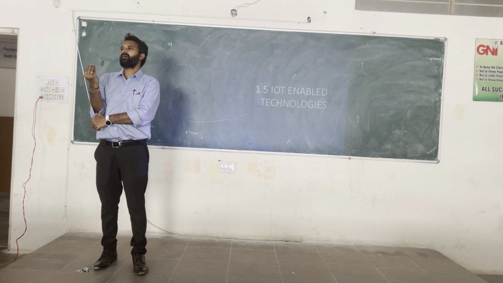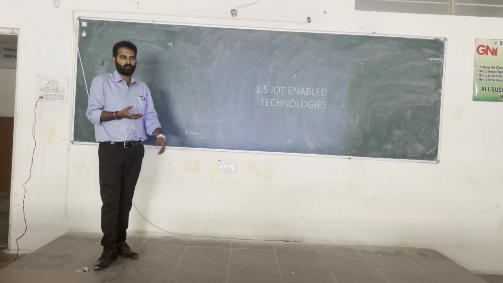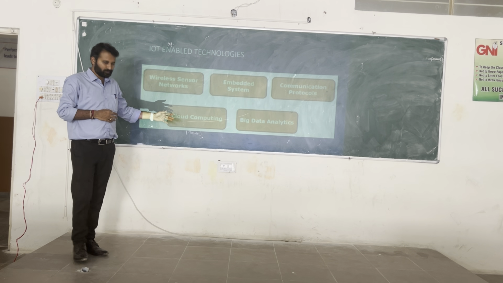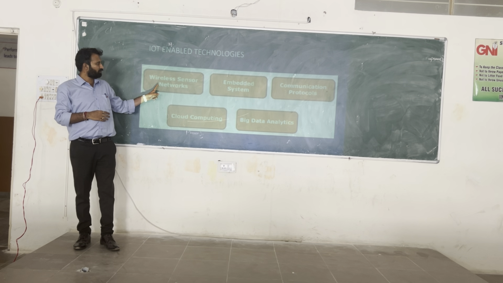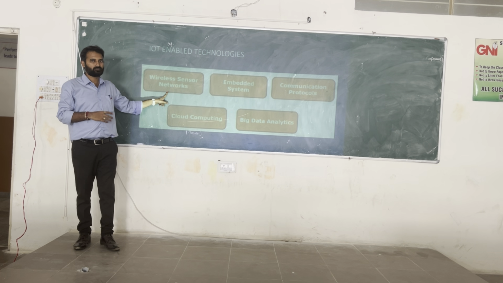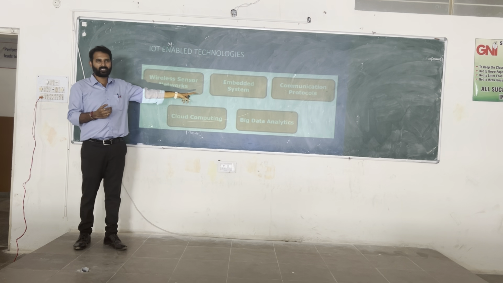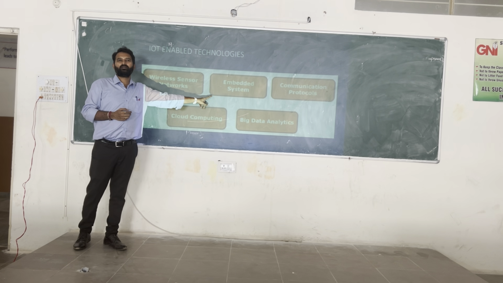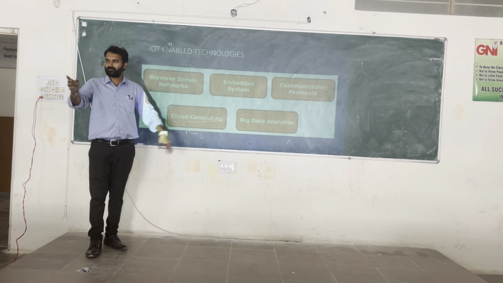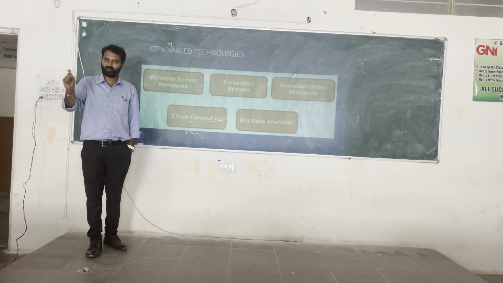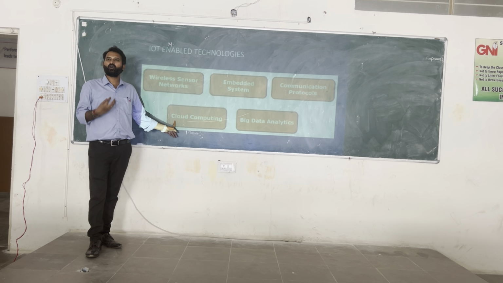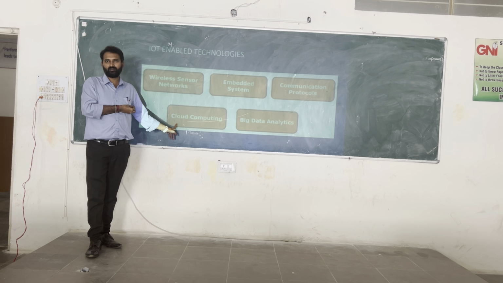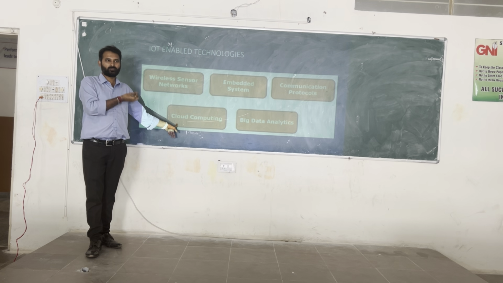You want to enable the system, you want to activate the system. Now let us see what are the IoT enabled technologies we have. Go to the further slide. These are the IoT enabled technologies. The first one is wireless sensor network. The second one is embedded system. The third is communication protocols, IoT protocols, and cloud computing. I hope you have an idea about cloud. Have you heard of cloud?